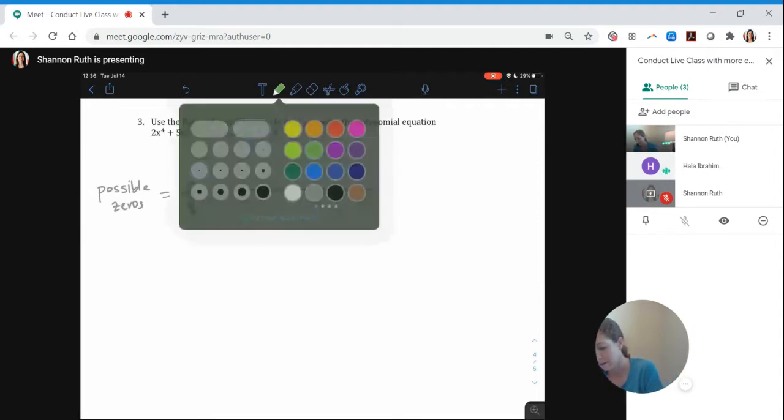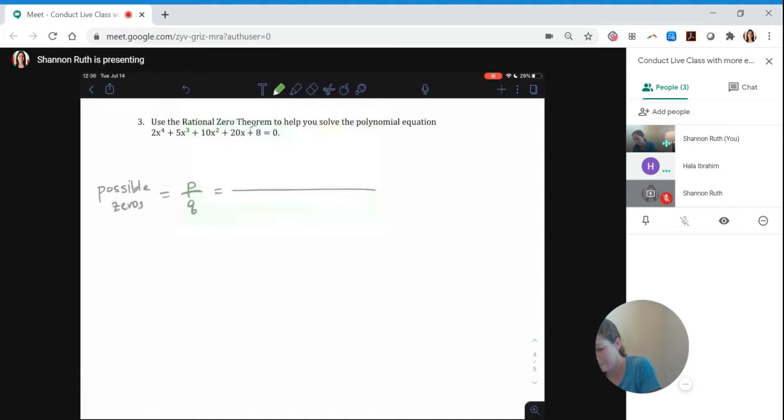Okay. Yeah, factors of, yep. Okay. Good. Yep. Excellent. So those are the factors of p, the constant at the end. And then how about your factors of q for this one? Good. Perfect. So in this case, since p and q had more than just factors of plus and minus 1, we can spend a little time simplifying.